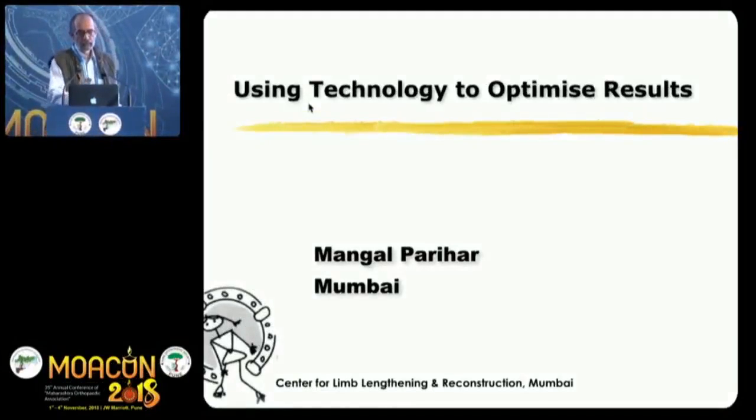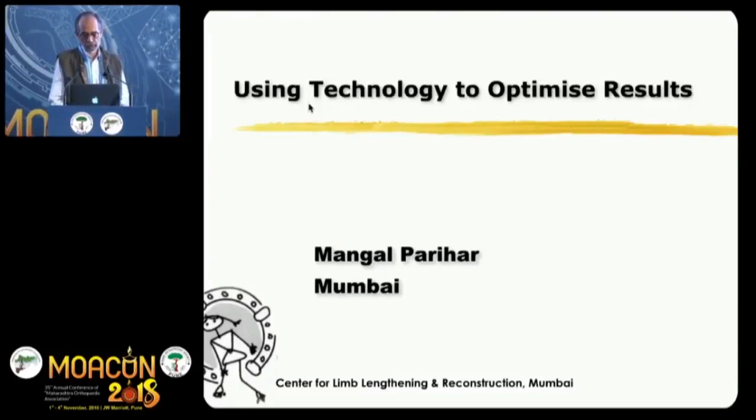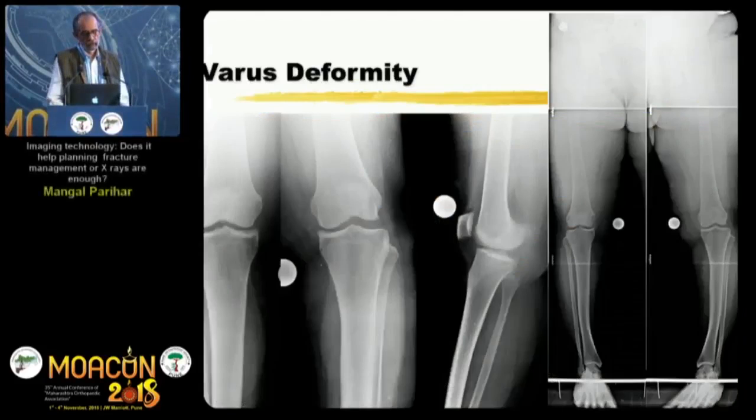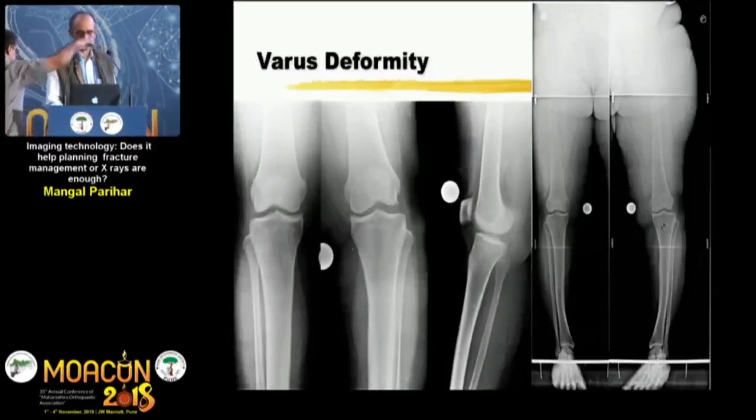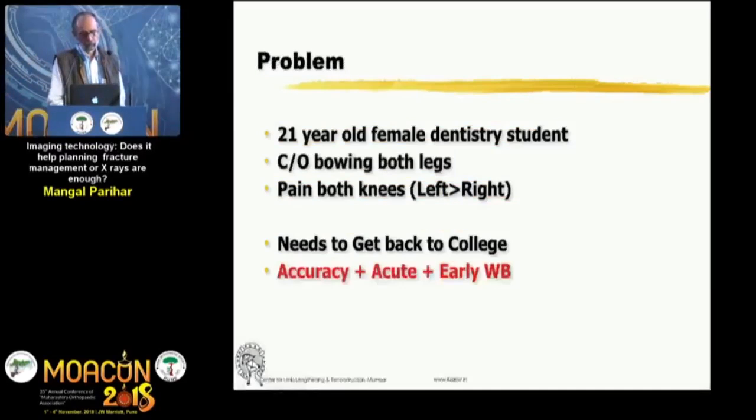Technology is everywhere, and in the same way, it is invading orthopedics also. So here is a relatively straightforward case with a varus deformity of the femur as well as of the tibia, and this girl landed up to me with medial compartment pain. As problems go, if we do it with an external fixator, it's not a major problem.